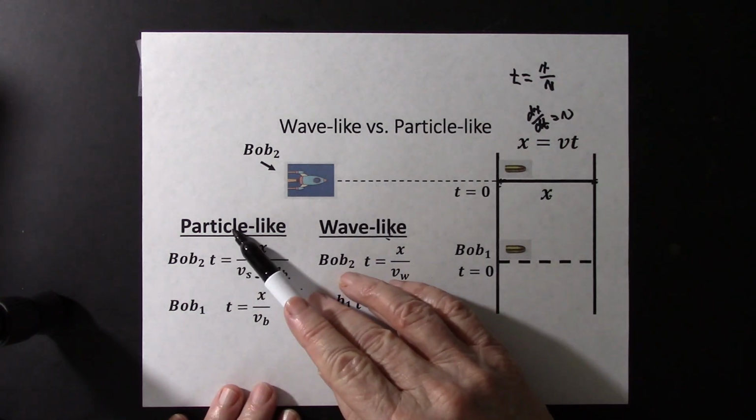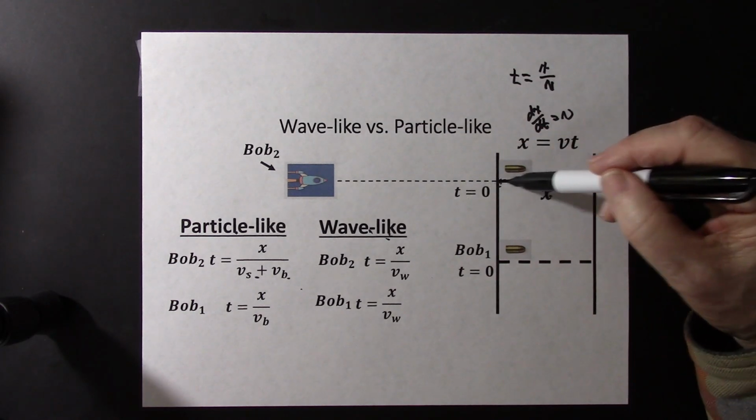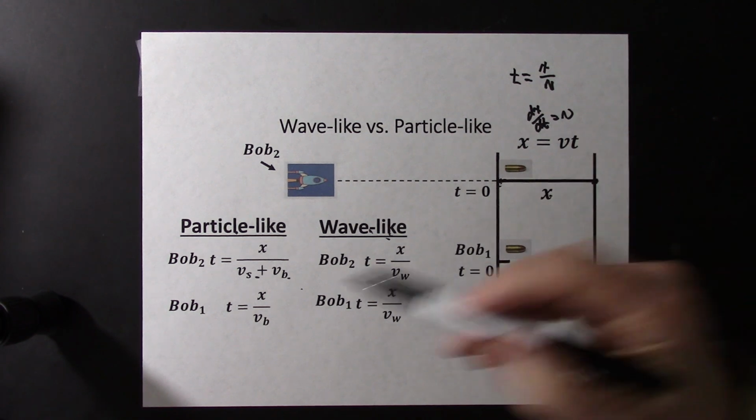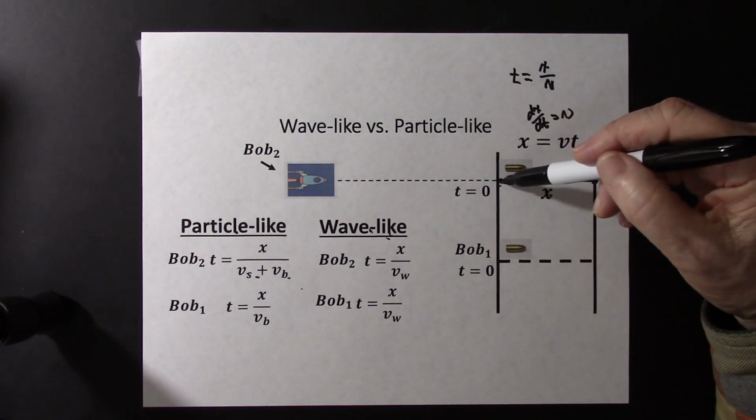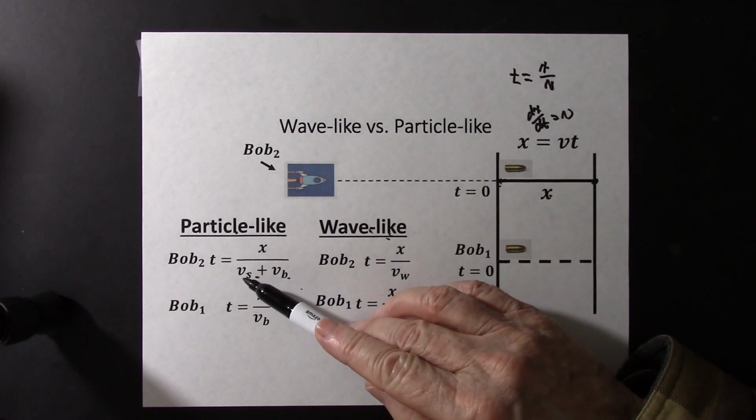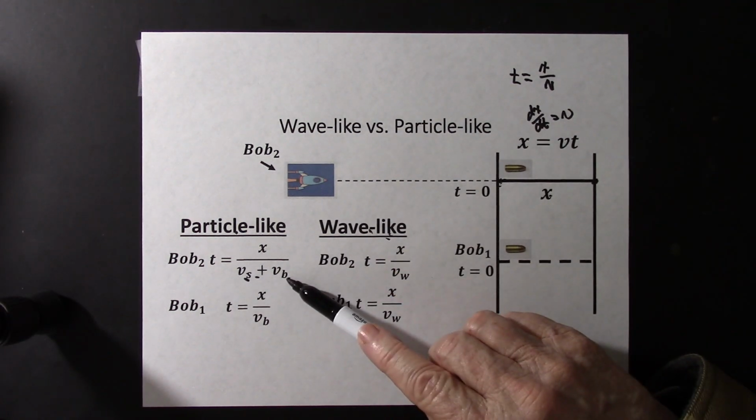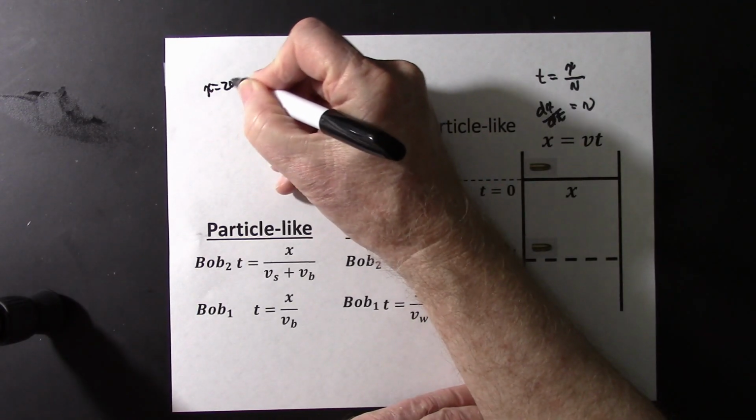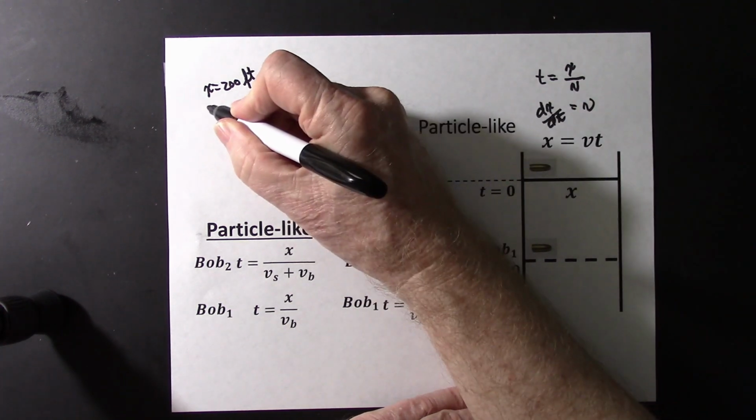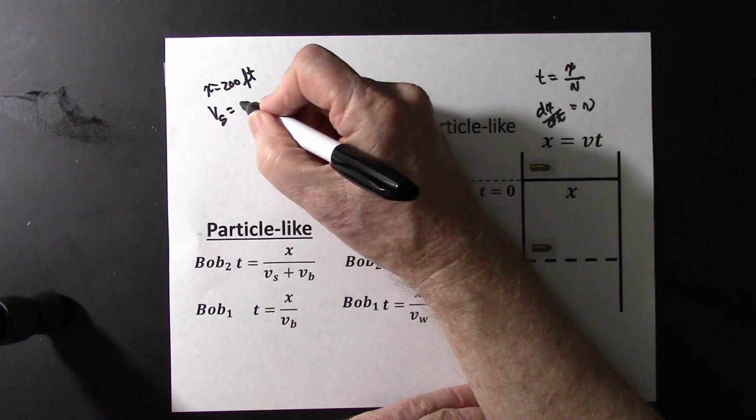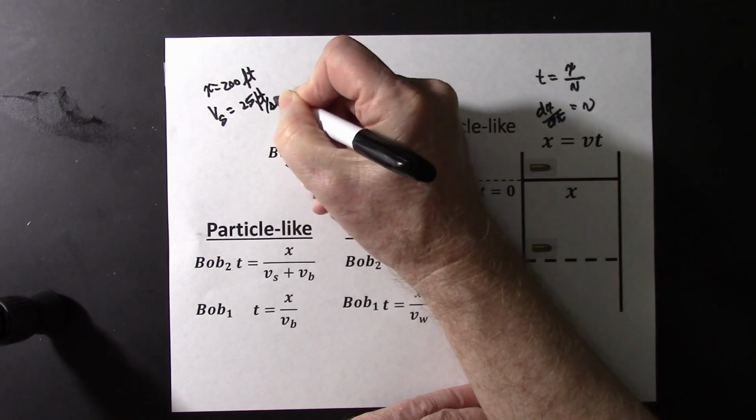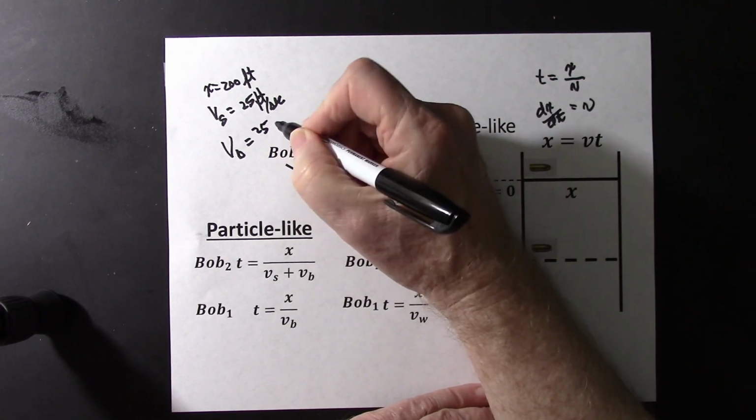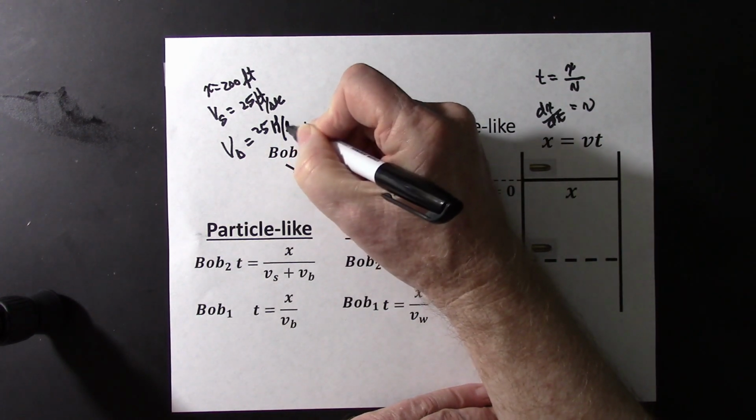What was the difference between particle-like and wave-like? Bob comes along here and shoots a bullet. The ship and the bullet are particle-like. The velocities are additive. So in order to get the time it takes the bullet to go from here to here, we have to add the velocity of the ship plus the velocity of the bullet to get the total velocity. Let's say that x is equal to 200 feet. Vs is equal to 25 feet per second. And Vb is equal to 25 feet per second.